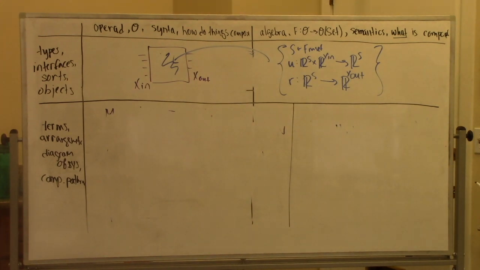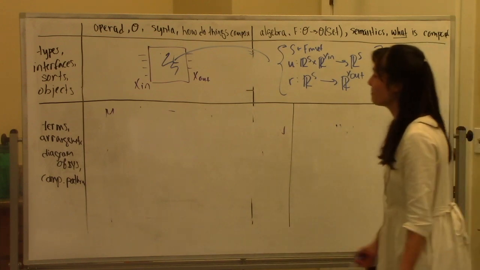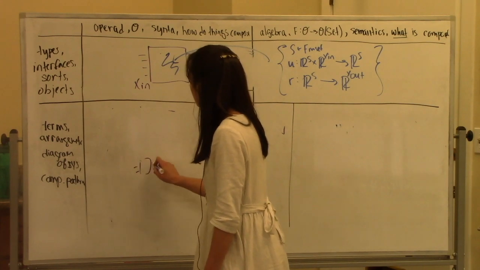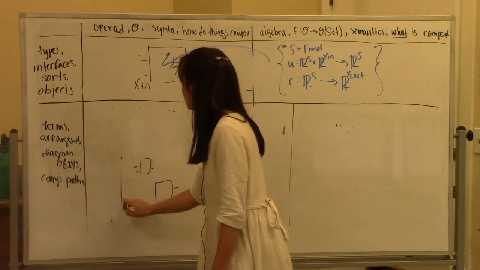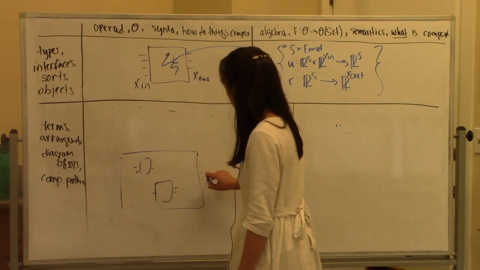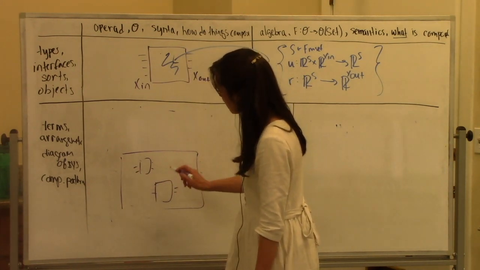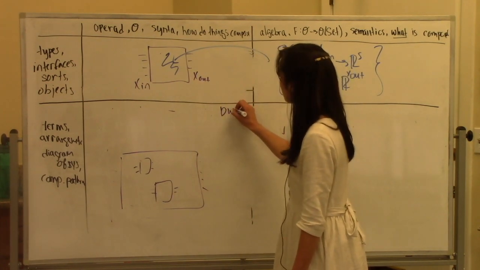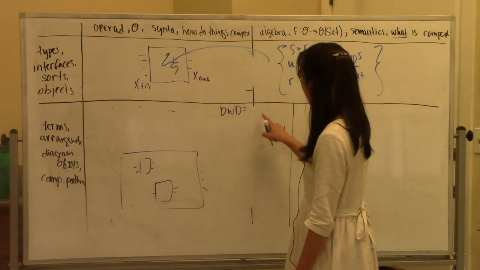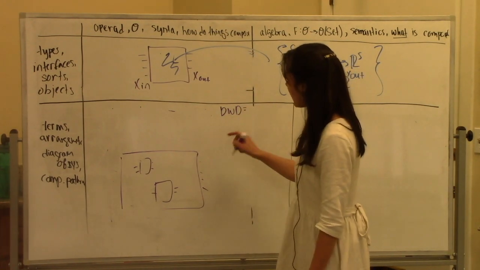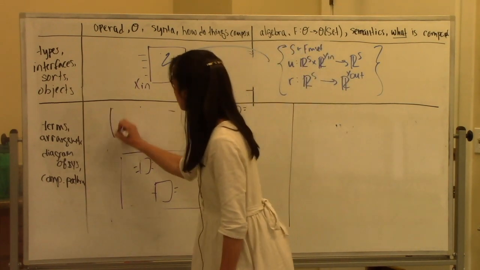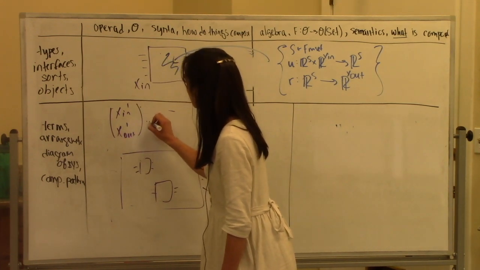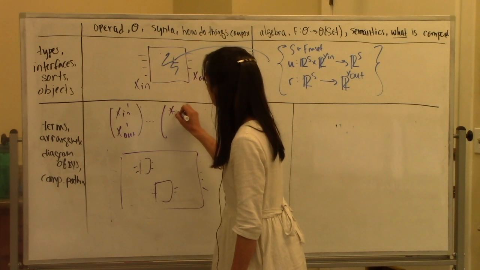OK, so what about terms, arrangements? How do I compose such systems? So the story is, if I have some of these and I want to turn them into a big thing, what am I going to do? I'm going to wire stuff up. So let me draw it over here. This is going to be what's called a DWD, or a directed wiring diagram. And I have some finite sets. This is going from x in 1, x out 1. So these are my inside boxes.